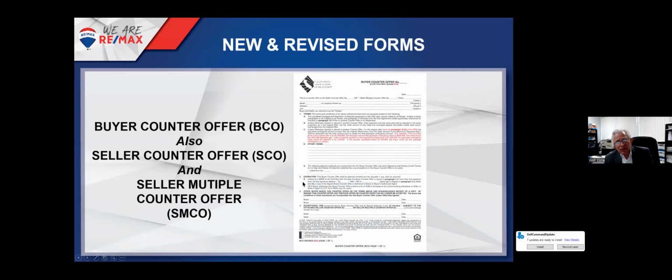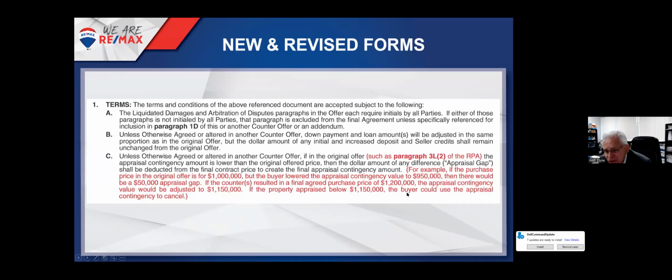Now the BCO, the SCO, and the SMCO have one change. It's universal to all of them. And it basically explains the so-called appraisal gap. It's a very good explanation. If you just read through this, it's very good. If somebody says they're going to buy it for $1 million, but they want it to appraise for $950,000, and if it appraises for at least $950,000, they'll still buy it, and they can't use their appraisal contingency to get out of it, even though it didn't appraise for $1 million, because they wrote in $950,000.